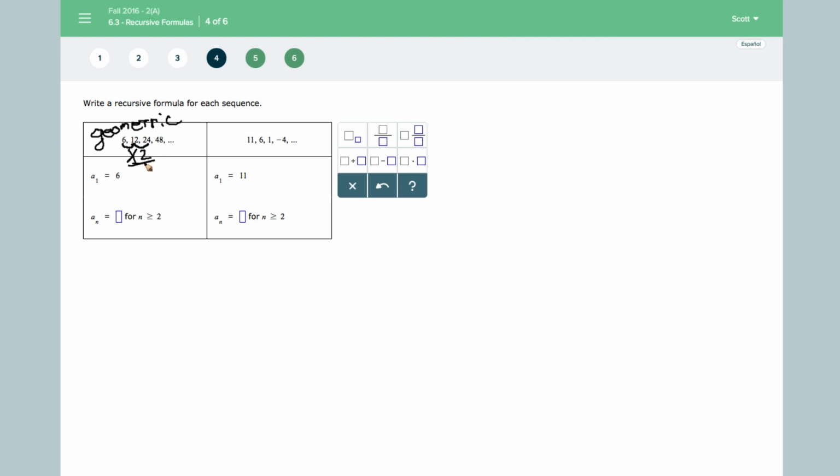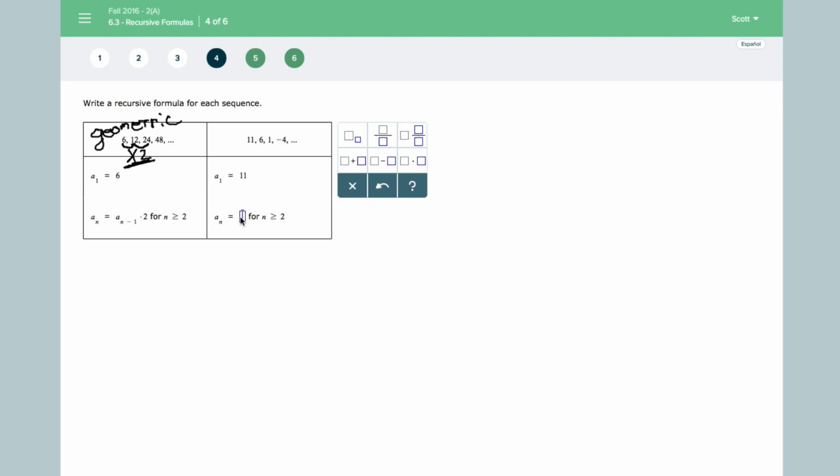Because it's times 2. But interestingly enough, we still fill it out the exact same way. What did we do? We took the last known number, a sub n minus 1, and what did we do with that? We timesed 2. And that's all we did.